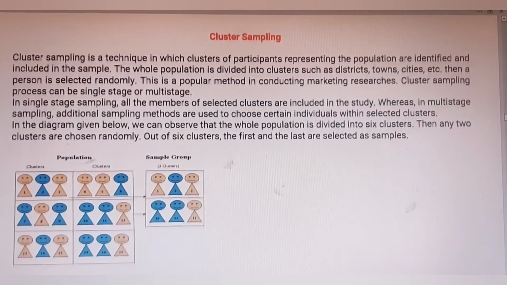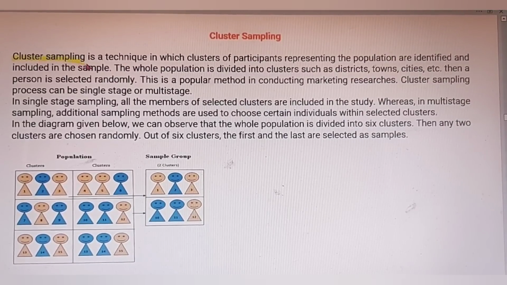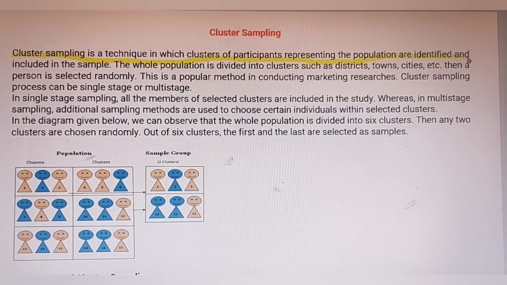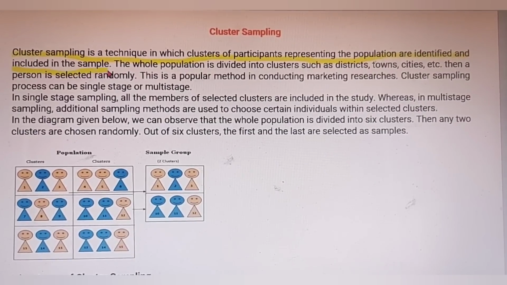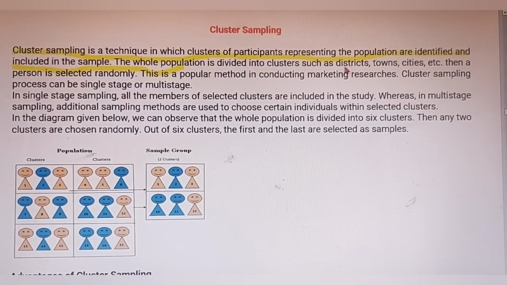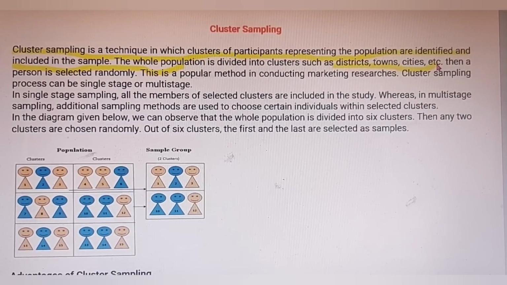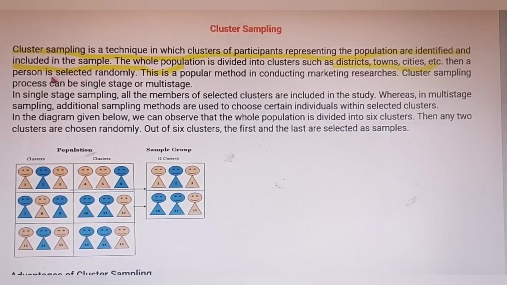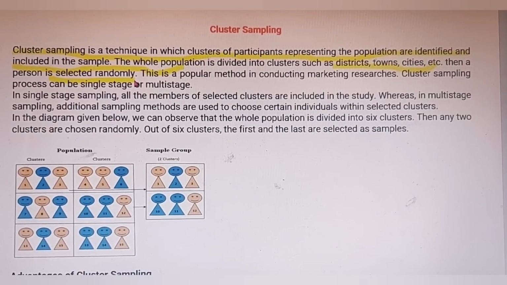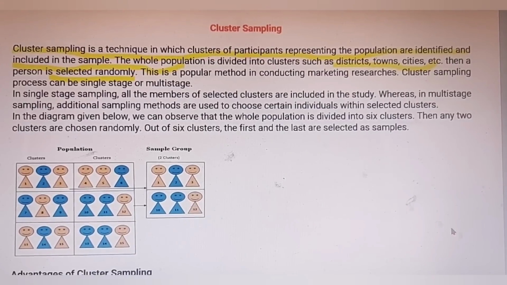The next sampling method is cluster sampling. Cluster sampling is a technique in which clusters of participants representing the population are identified and included in the sample. The whole population is divided into clusters on the basis of districts, towns, cities, etc. And then one person is selected from each as a sample, right? This method of conducting research is very popular in the marketing department.